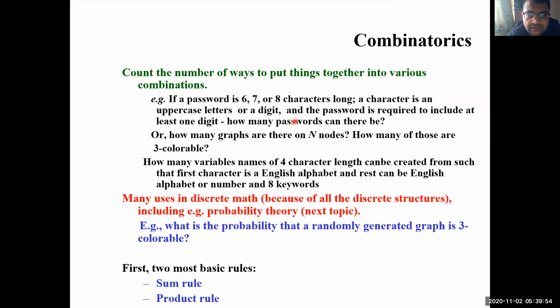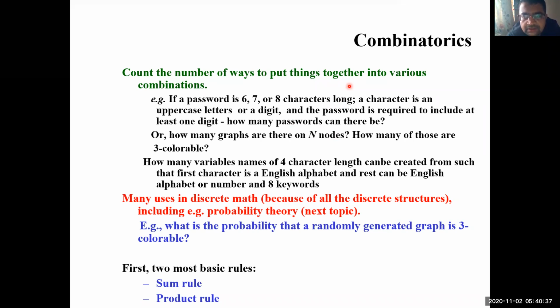Counting is basically a mechanism to put things together into various combinations. For example, if a password is 6, 7 or 8 characters long and some constraints are given on the generation of the password as shown in the slide, then how many different passwords can be generated? Or how many variable names of 4 character length can be created from the English alphabet and numbers in an arbitrary programming language? Counting all these things falls under discrete mathematics and is called combinatorics.